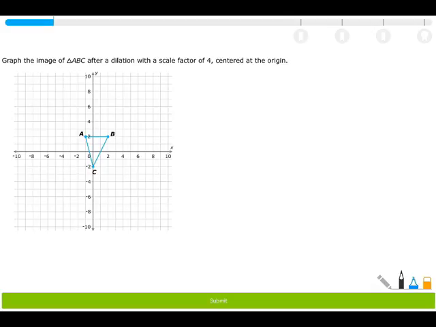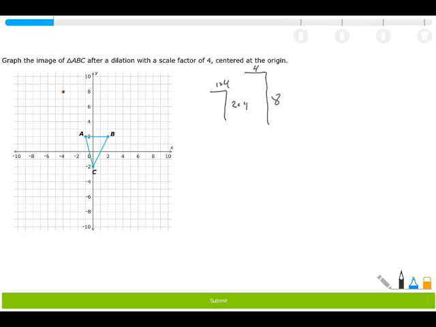Okay, so this is a scale factor of 4 centered at the origin. So I'm going to draw off the graph this time. So to get to A from the origin, because it's a center at the origin, I was going up 2 and back 1, but I want to multiply both of those by my scale factor. So times 4 times 4. My new path for A is 8 and 4. Okay, so I'm going to go up 8 and back 4, and here's my new point for A.